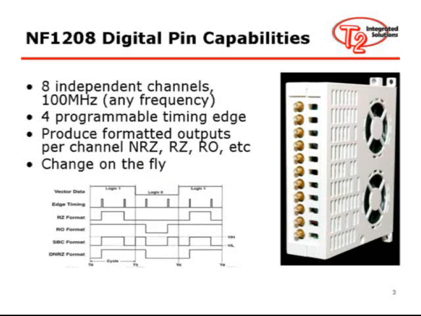We know that the NF1208 digital module has 8 independent channels with up to 100 MHz vector rate at any frequency. Within each clock cycle, it has 4 programmable timing edges. And by programming these 4 timing edges, we are able to produce formatted outputs per channel.